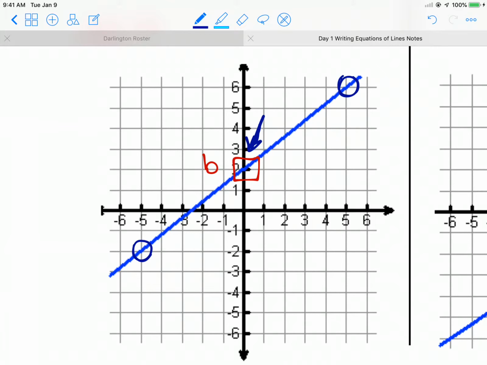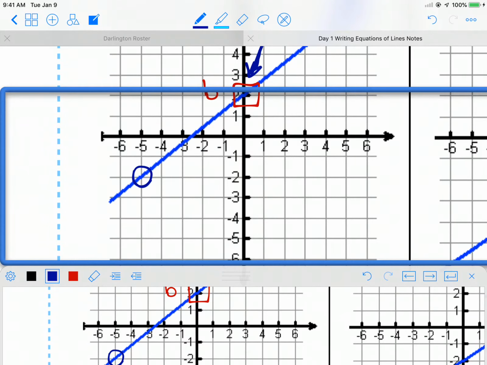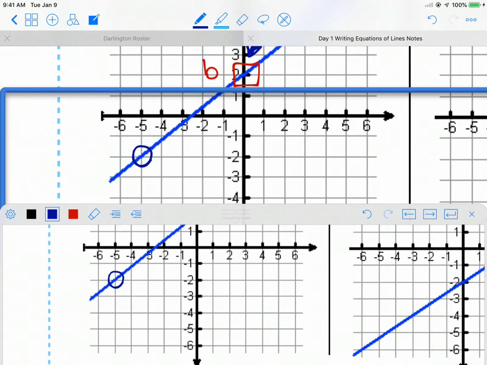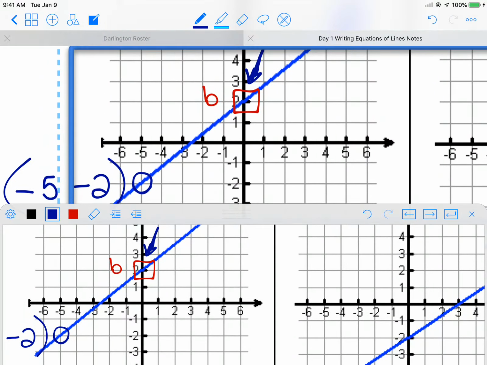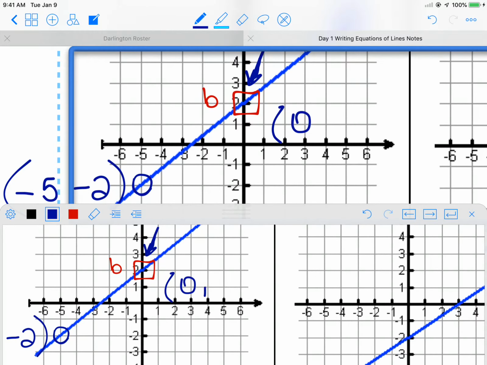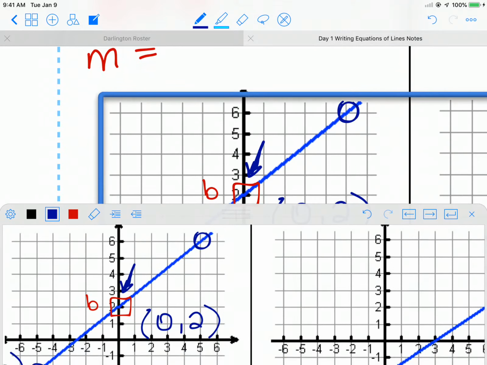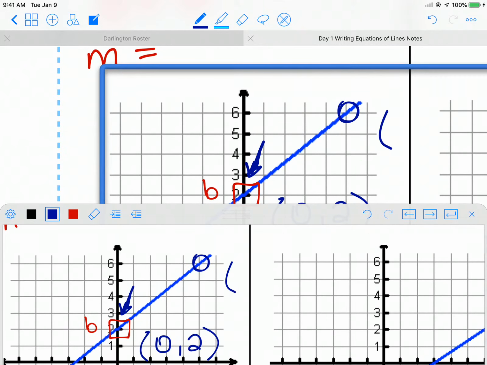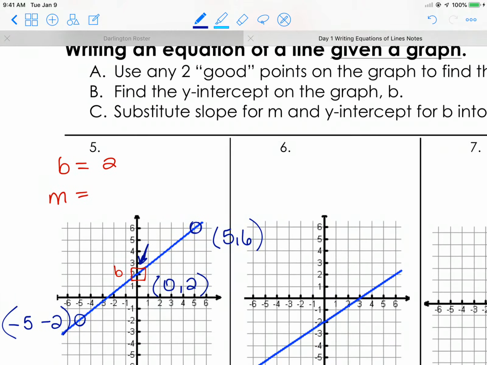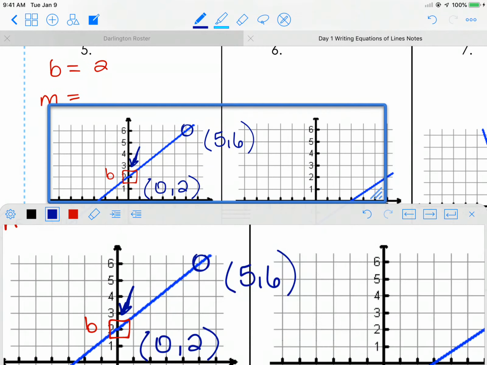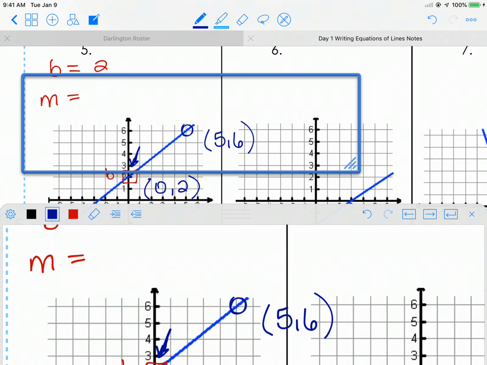I've got -5, -2. That's 1 point. I've got 0, 2, and I also have 5, 6. So I've got 3 solid points that I can go ahead and use. Remember we're going x1, y1. I'm going to stick with these 2 at the top: 0, 2, and 5, 6.